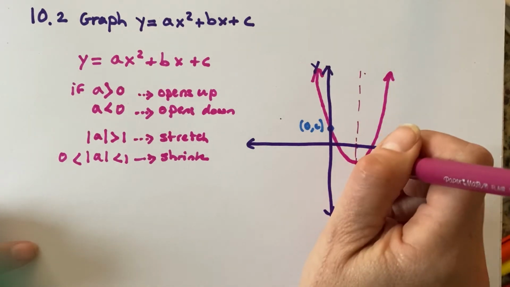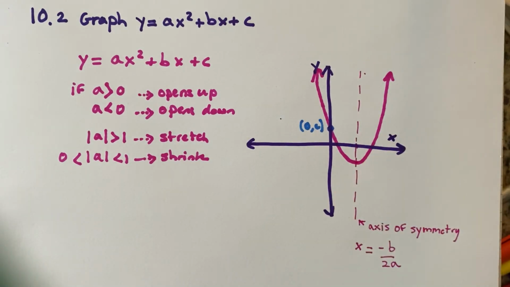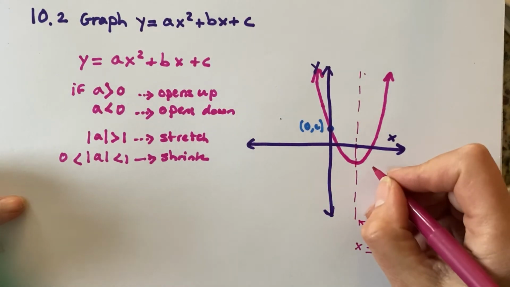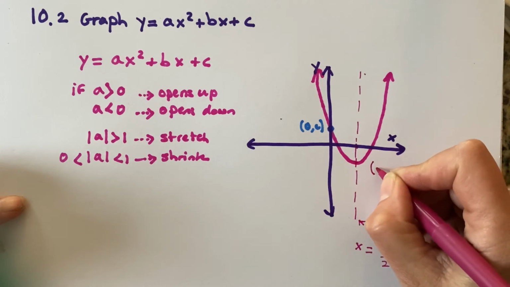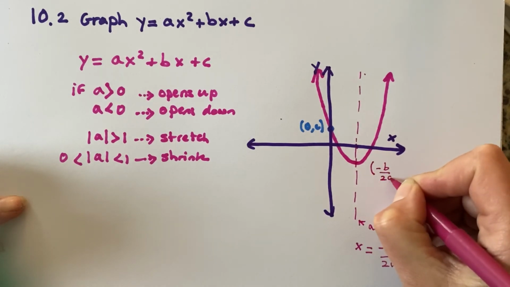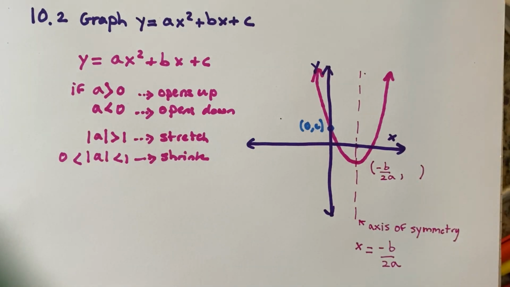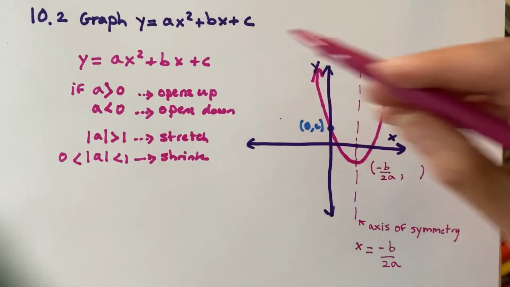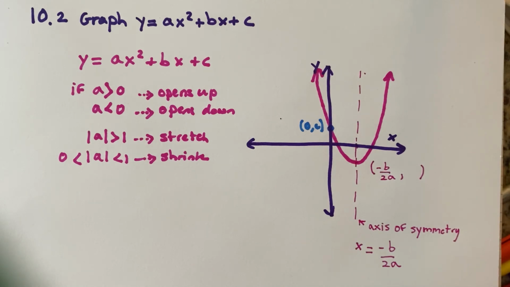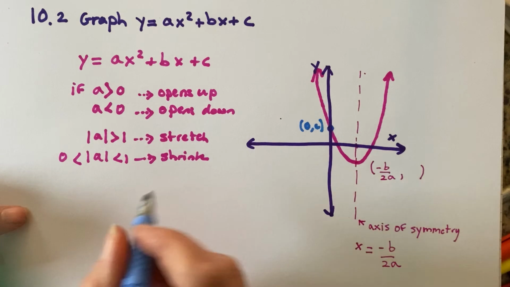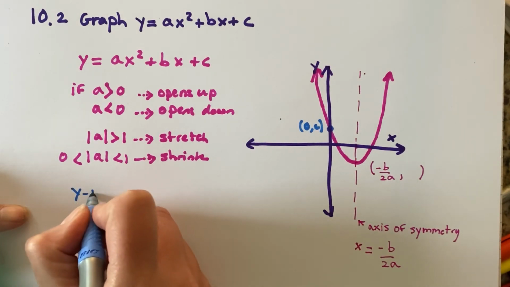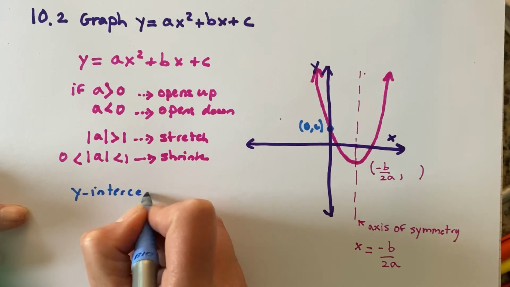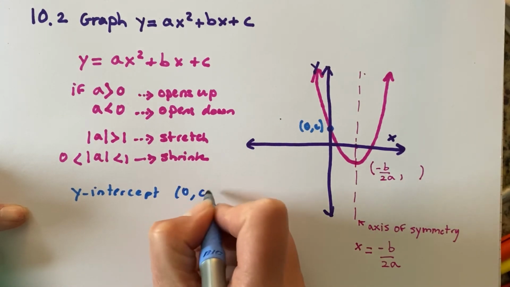This axis of symmetry goes right through here, which means it's the vertex. Well, that vertex, this is the x-coordinate of the vertex right here. So that x-coordinate is going to be negative b over 2a. And we're going to calculate the y-coordinate by subbing that value into our equation to work it out. Finally, to point out something else I've already just shown you, this is the y-intercept. It's going to be at 0, c.